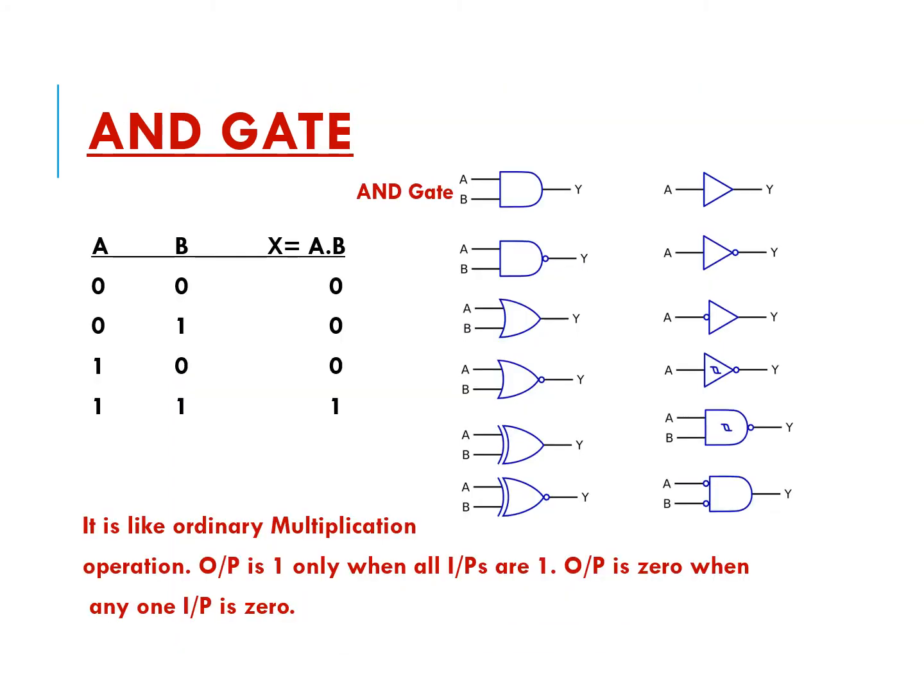Next we come to the AND gate. Now AND is basically a multiplication operation, and here the output is 1 only when all inputs are 1, and the output is 0 when any one input is 0. You can see in these gate symbols the AND gate marked with red. Now 0 0 the output is 0, 0 1 the output is 0, 1 0 the output is 0, 1 1 the output is 1. That means, as opposed to the OR gate, the output is 1 only when both the conditions are met, that is 1 1.